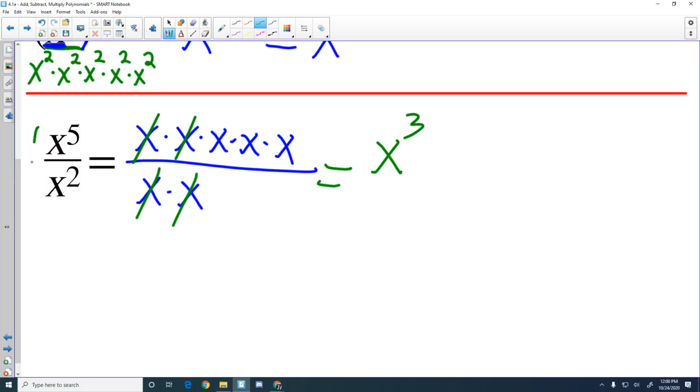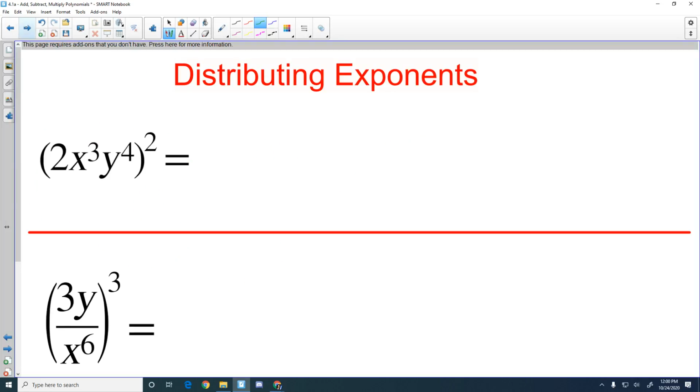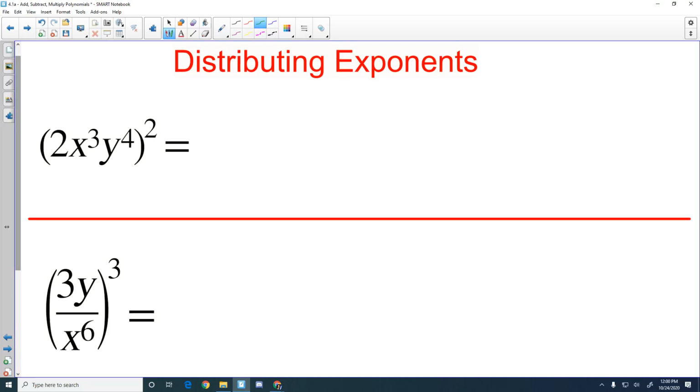Now, what's really going on here with this operation? If you want the little shortcut, whenever you're dividing the same base, you just subtract the exponents. So x to the 5 minus 2 gives you x to the 3rd. Hopefully you recall these rules from way back in Algebra 1. There are some other ones we need to be familiar with. And so let's talk about distributing first.